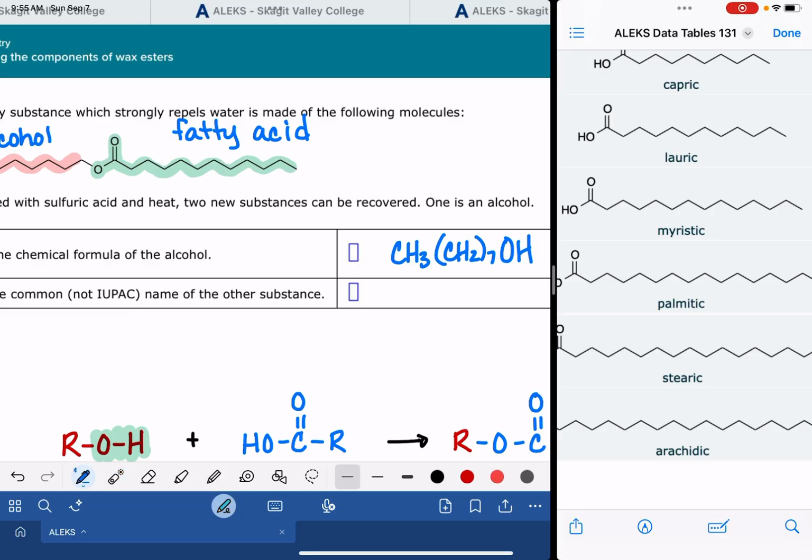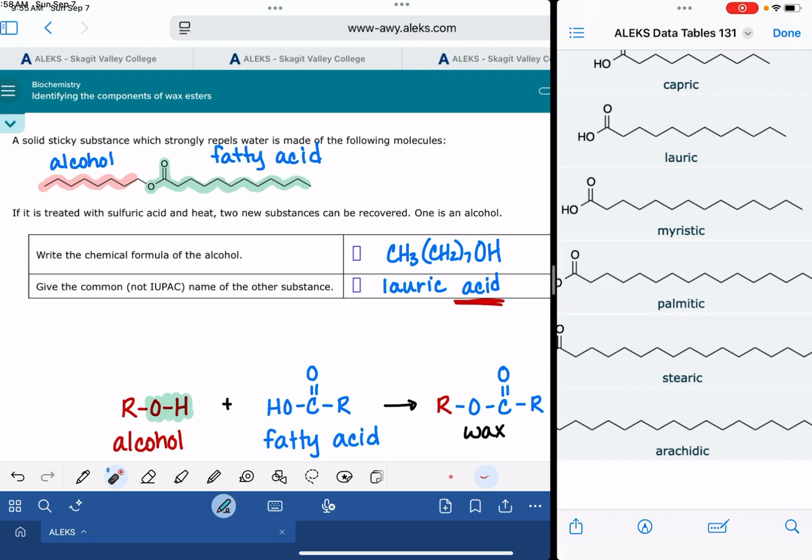And so we're just going to copy that, spelling counts. And also you do need to add the word acid at the end, even though that is not present in the name in ALEKS's data table. It does need to be included in the name for this problem in order to get it correct.